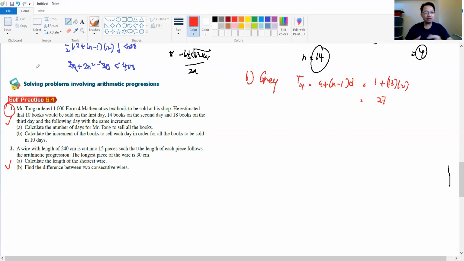Mr. Tom ordered 1,000 Form 4 mathematics textbooks to be sold at his shop. He estimates that 10 books will be sold on the first day, 14 on the second, 18 on the third. See the pattern? Right now, the pattern.